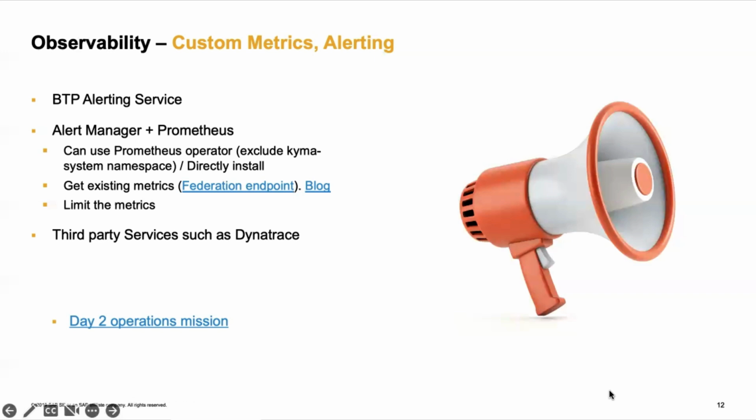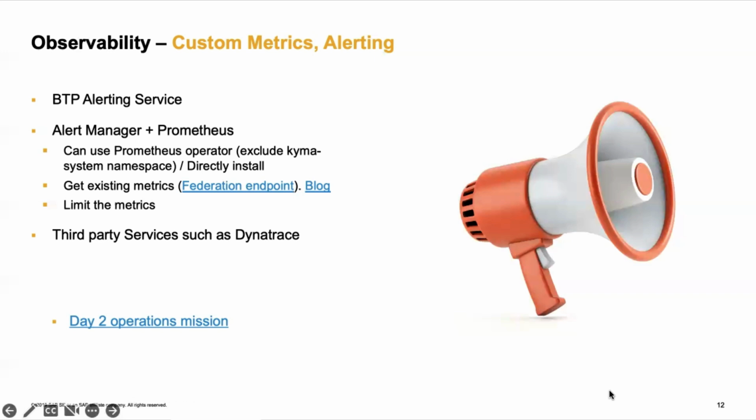Yeah. Similarly, for alerting, you can consider using some kind of third-party service. So for example, you can integrate with Dynatrace and then do the alerting from there. Or you can deploy your own alert manager and Prometheus together. So they can help you send some alerts for your workloads. For the Kyma services or Kyma components, there are already alerts that are being sent and taken care of. But for your workloads, at present you need to deploy something by yourself.